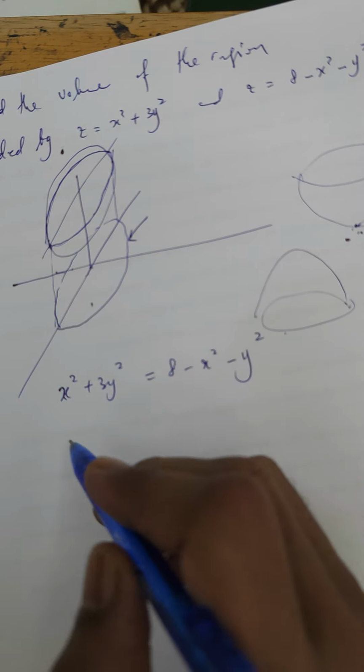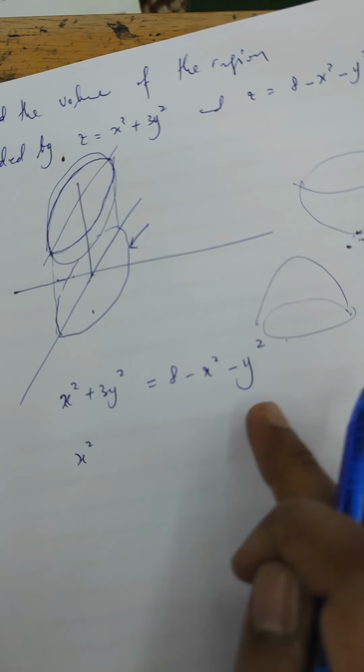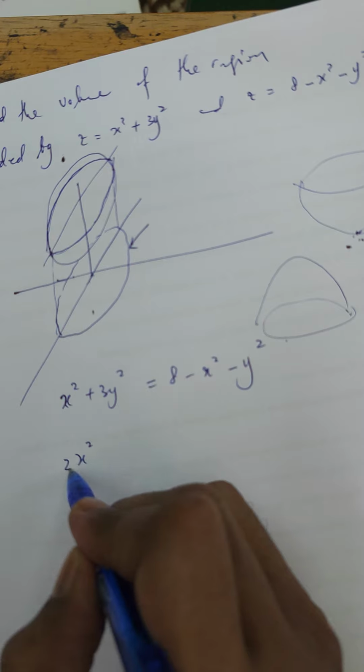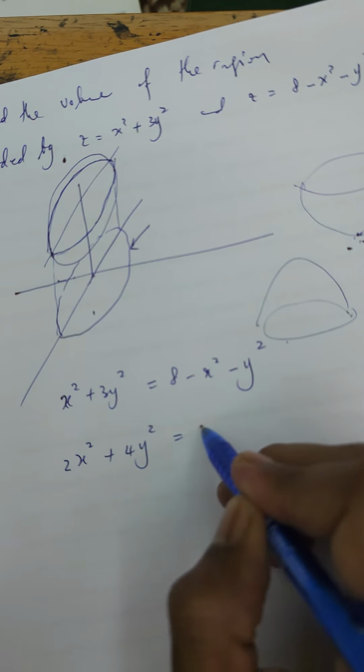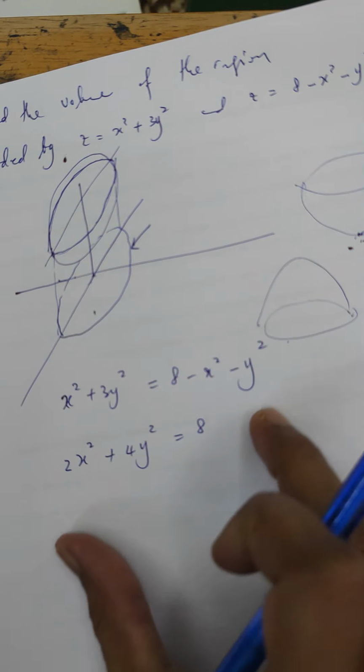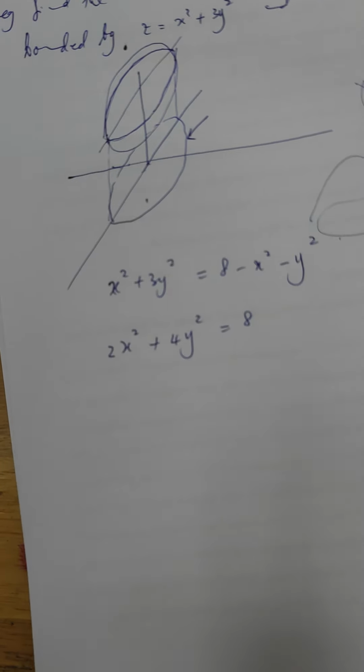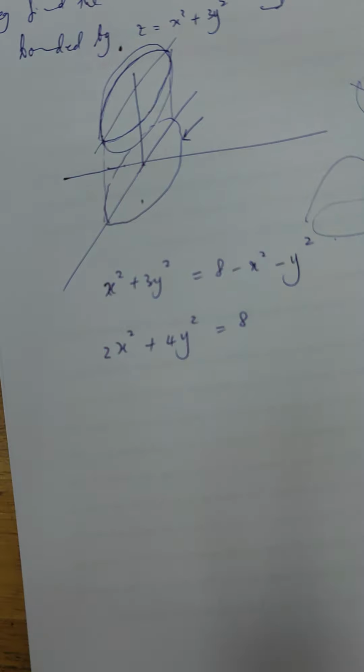All right, so what we have is x squared plus 2x squared plus 4y squared equal to 8. So this is an ellipse, right? This is the ellipse on that surface. Now then we can evaluate this.